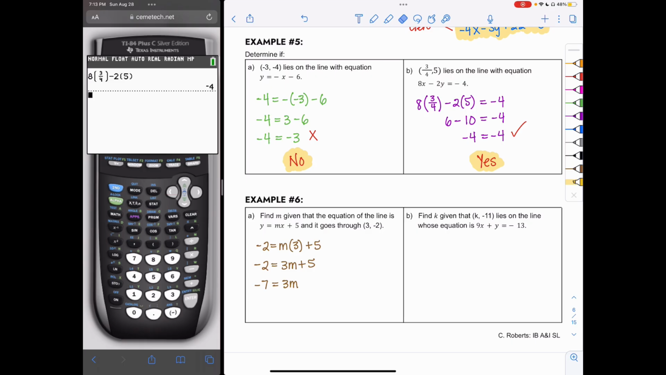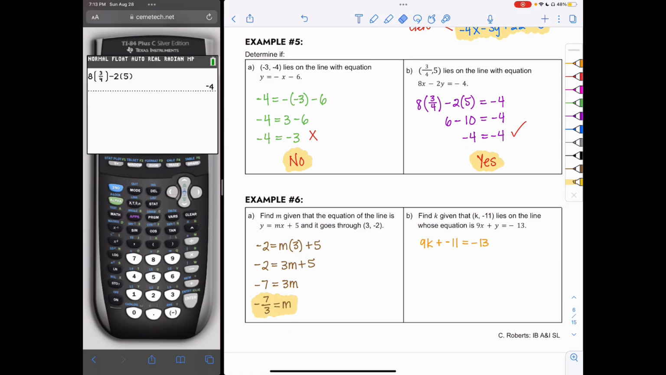And then I will have to divide both sides by 3, which means that m will be equal to negative 7/3. If I repeat the same process for B, it says find k given that (k, negative 11) lies on the line whose equation is 9x plus y is equal to negative 13. As you can see, k is in the same place that x is. So I'm going to replace x with k and y with negative 11. When I do so, I will end up getting 9k plus negative 11 is equal to negative 13.